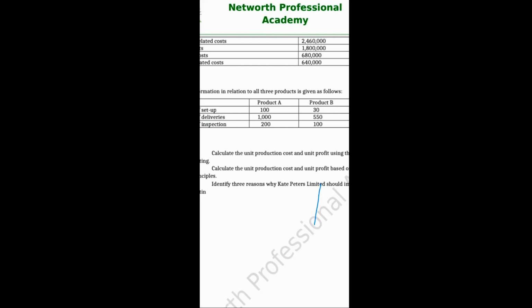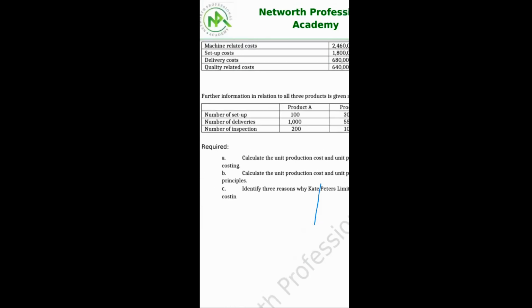Now, let's take material cost per unit. What is the material cost per unit? Material A, 1,000 naira. Material B, 1,200 naira. Material C, 1,500. When you are done, let me know.